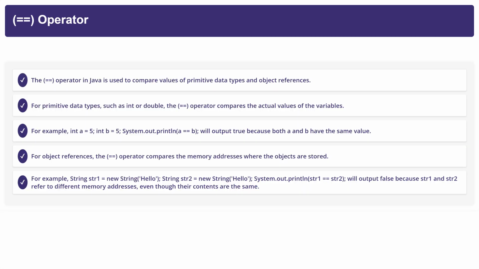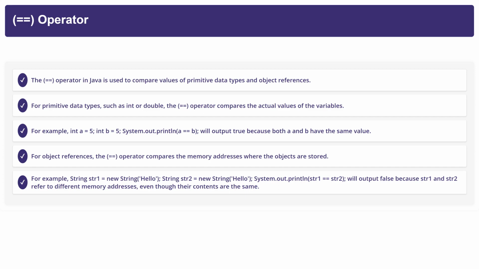The == operator in Java is used to compare values of primitive data types and object references. For primitive data types, such as int or double, the == operator compares the actual values of the variables.